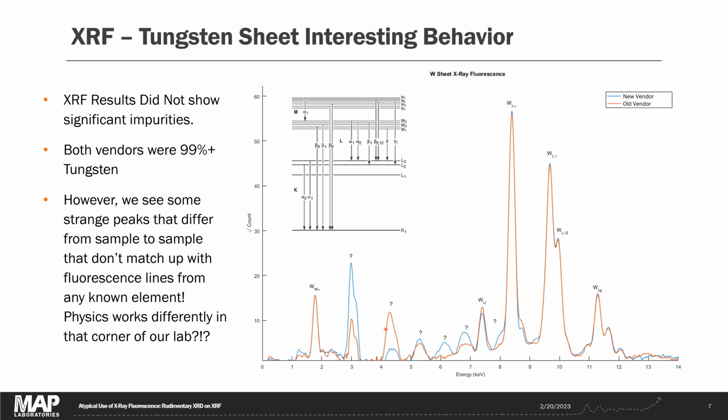For instance, this peak here, at like 4.5 keV, we would have the K-alpha emission line for titanium, but that's not quite where that peak is. And at 5.4 keV, we would have the K-alpha emission line for chromium, and again, that's not quite where that peak is. So these peaks don't really make sense for any potential elemental contamination that could have made its way into these tungsten alloys. But this data is repeatable, and there's a definite difference between the two vendors. So we'll have to think a little bit harder to understand what this potentially means.